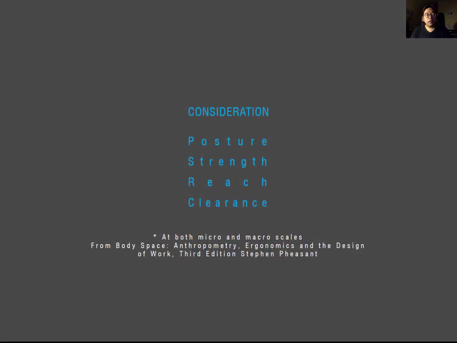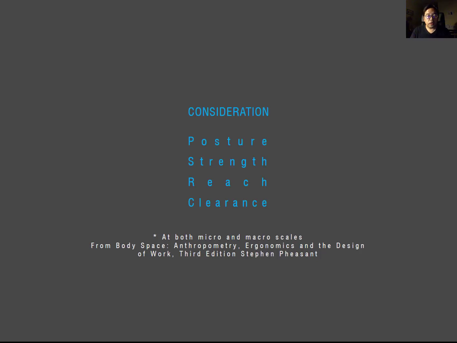The next one: we need to design architectural space or design products from anthropometry research and ergonomic research. So what do we need to consider from this data when you design the space?